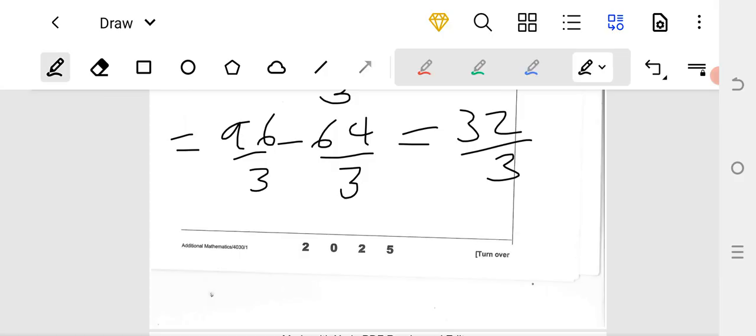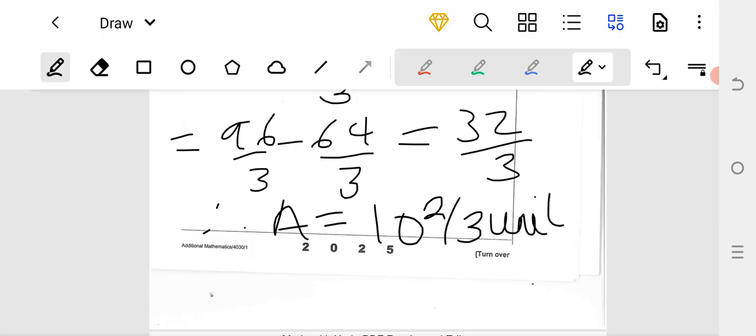To conclude, we'll say, therefore, area is equal to 10 remainder 2 over 3 units squared. That's your area.